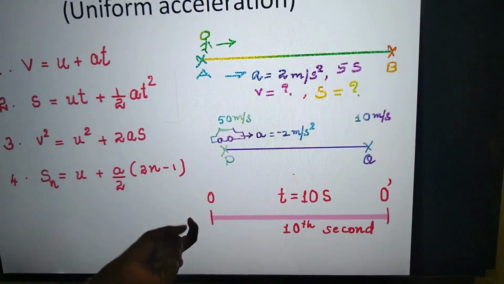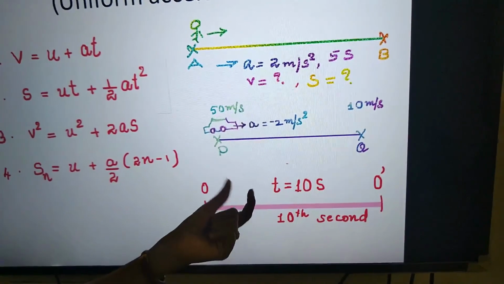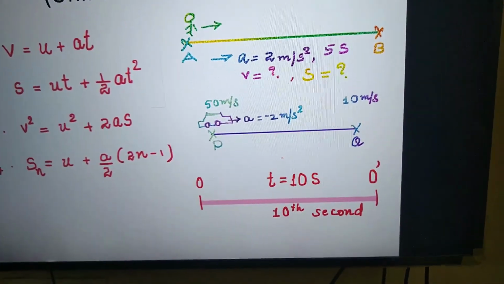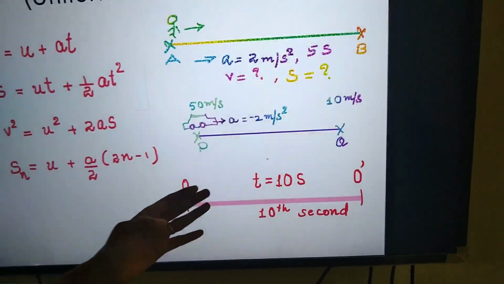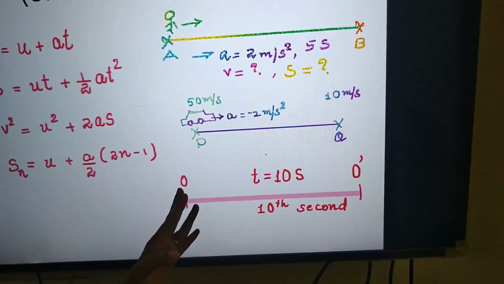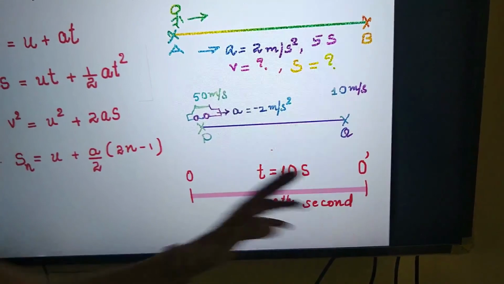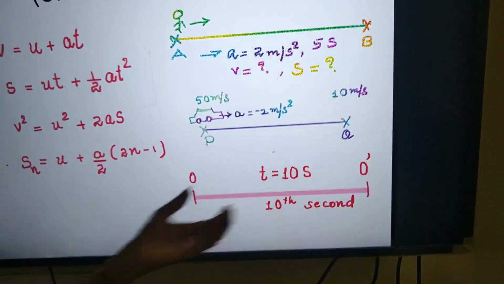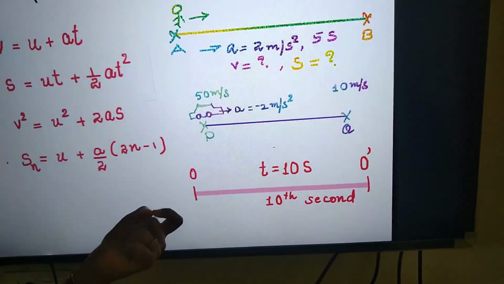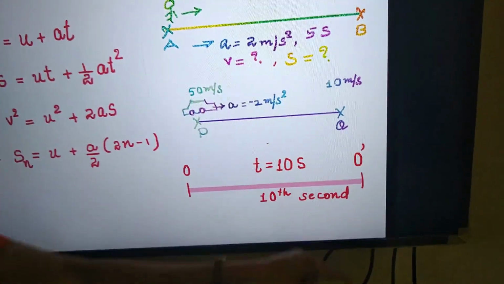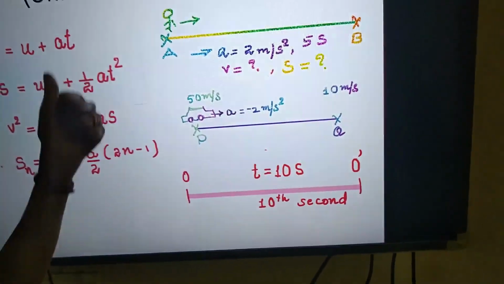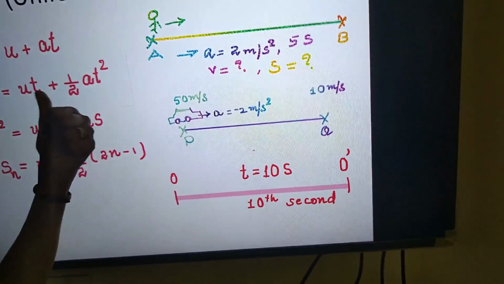For example, suppose a person moves from O to O dash and that person travels for 10 seconds, with some acceleration that will be given in the situation. Suppose the distance traveled by this person from here to here, that means during 10 seconds, is 500 meter. But we are asked to find the distance traveled by him in the 10th second. So here you can apply this equation.